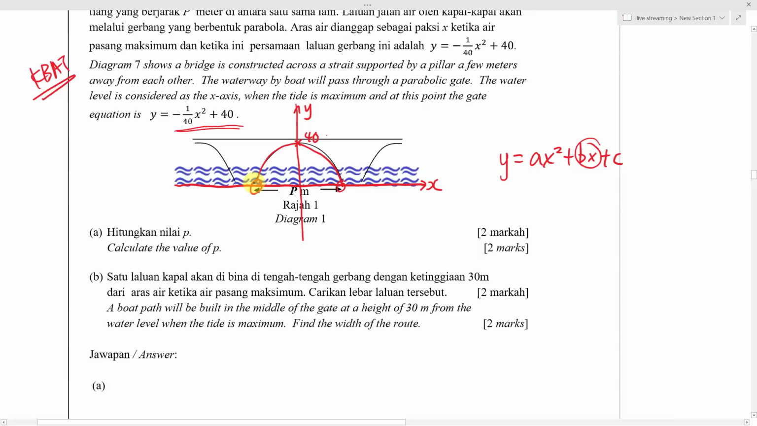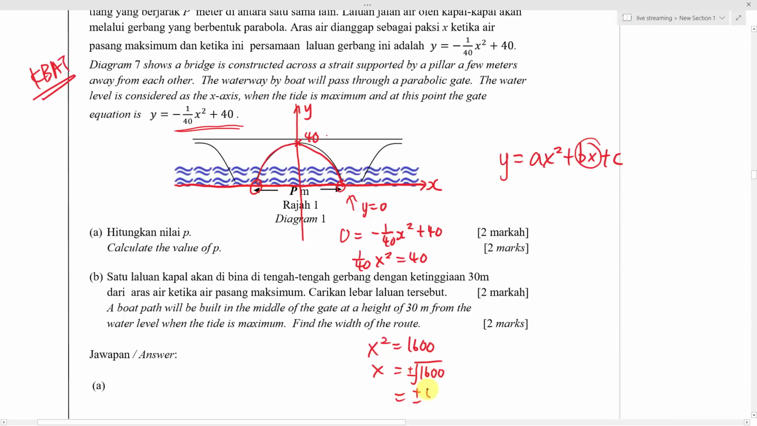Because p over here is basically the x-intercept. Alright, for the x-intercept, we make y 0. So we sub y equals to 0 to find the x-intercept. So 0 equals to negative 1 over 40 x squared plus 40. Then 1 over 40 x squared equals to 40. Then x squared equals to 1600. Then x equals to positive negative square root of 1600.